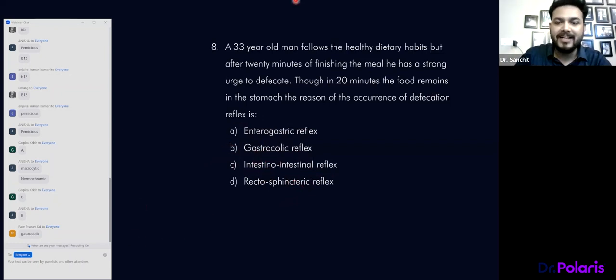Simple. Got the answer? So I'll move on now to my next question. Anyone has any doubts on this? Everyone is clear? Answer is B, gastrocolic reflex.